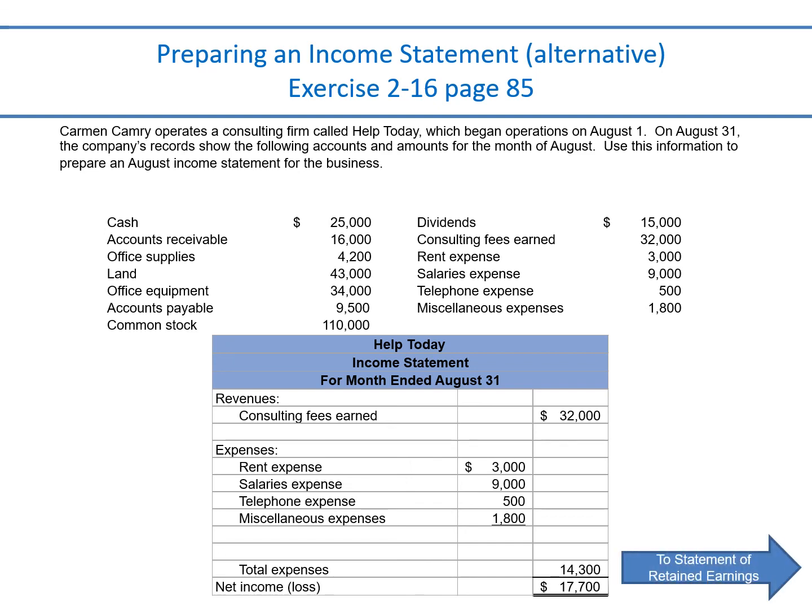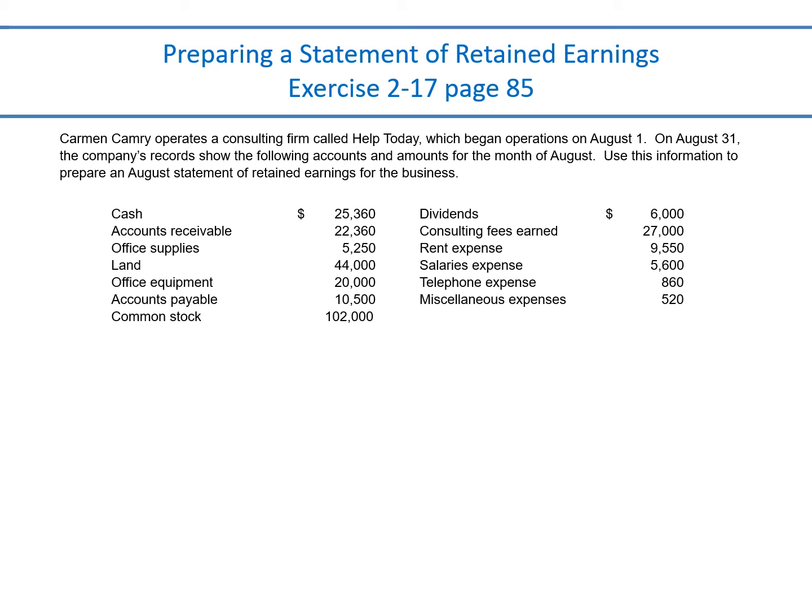Okay, so let's move on to preparing the statement of retained earnings. Carmen Camry operates a consulting firm called Help Today. Operations began August 1st. On August 31st, the company's records show the following accounts and amounts. So it's the same information as was provided to prepare the income statement. They just want us to prepare the statement of retained earnings now.